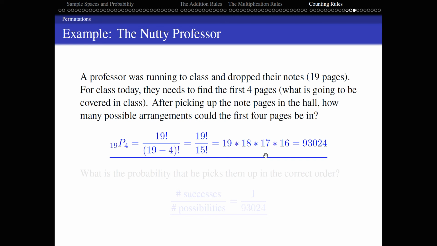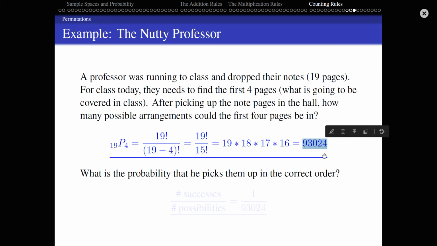Now, one interesting question. This is the sample space. Let's say, what is the probability that they are picked up in the correct order? Well, this is the total number of possible ways in which they could be picked up, so this is the size of the sample space. But what's the probability they get picked up in the correct order? So the event is they're in the correct order. How many total ways can we pick them up in the correct order? That is, how many total outcomes are in our event space?